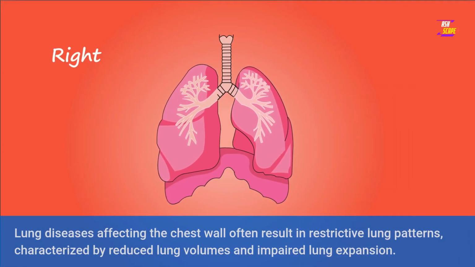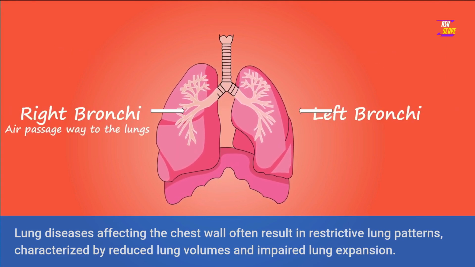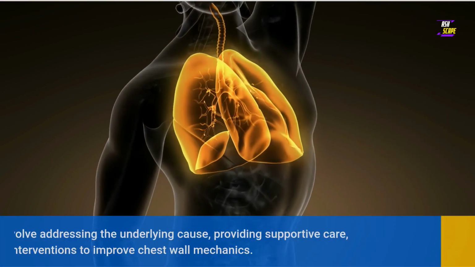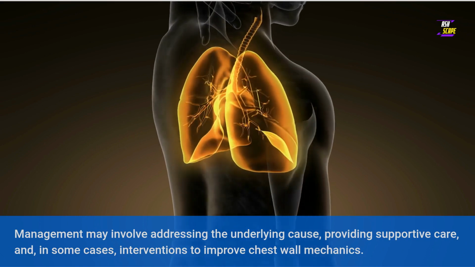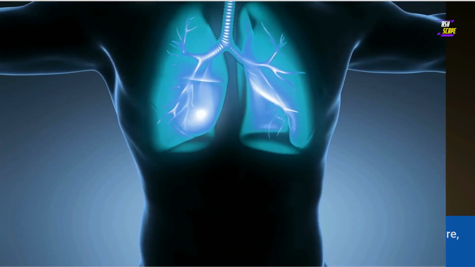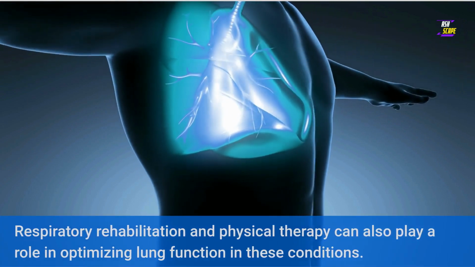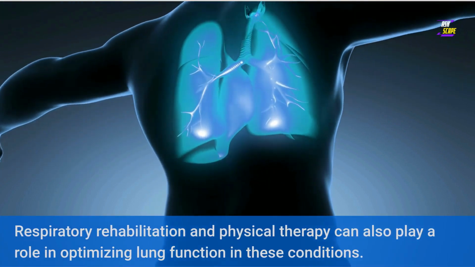Lung diseases affecting the chest wall often result in restrictive lung patterns, characterized by reduced lung volumes and impaired lung expansion. Management may involve addressing the underlying cause, providing supportive care, and, in some cases, interventions to improve chest wall mechanics. Respiratory rehabilitation and physical therapy can also play a role in optimizing lung function in these conditions.